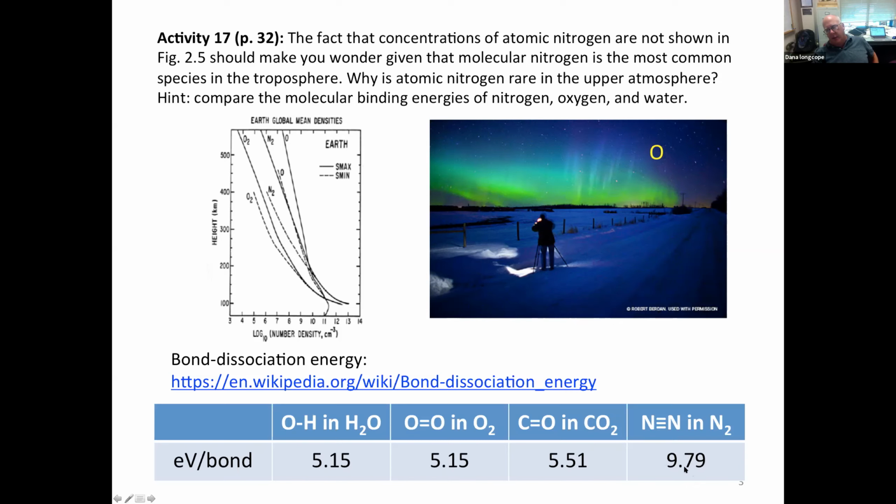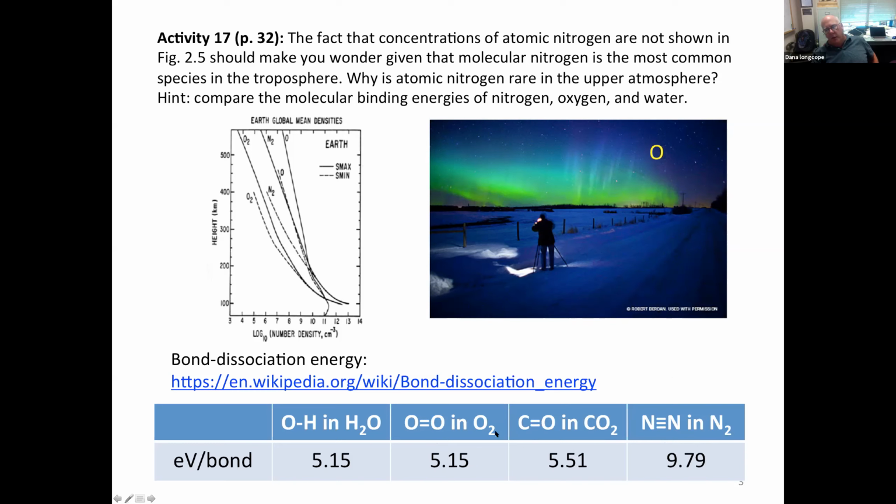So it takes 10 electron volts to break that triple bond in nitrogen, and only about 5 to break the double bond in oxygen, or even the double bond in CO2, to give yourself carbon monoxide and oxygen, if that's what you tend to have. So yeah, you will see atomic oxygen, because you can break those bonds with 5 electron volts, but not much atomic nitrogen because it takes a lot more energy.